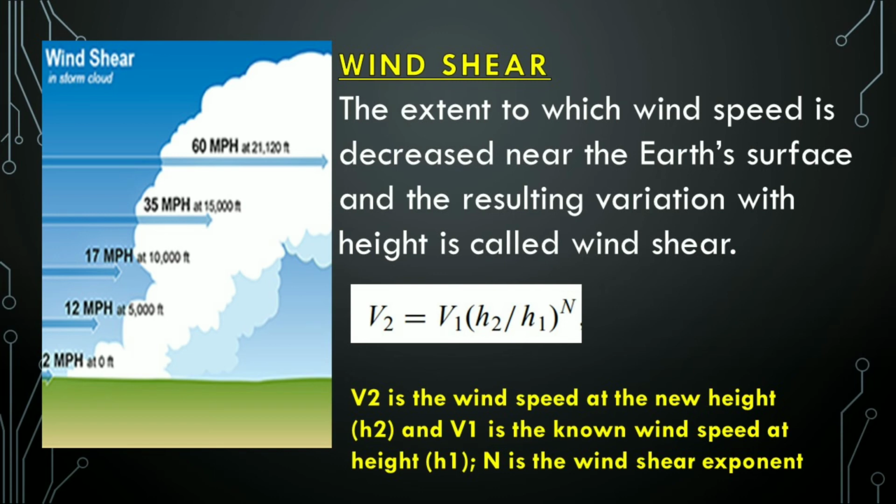Obstacles such as buildings and trees degrade the wind quality and significantly reduce the output of a turbine. If you look at the formula for wind shear or wind speed, there is a variation with height that really affects the wind speed.